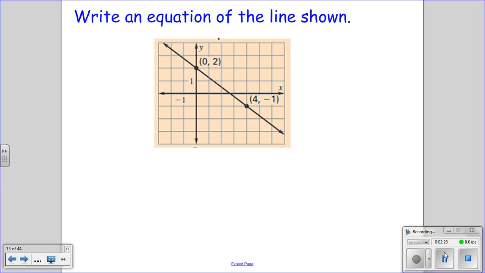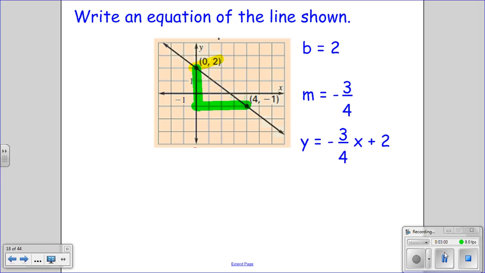Let's write an equation of the line that's shown on this graph. Again, we are starting out needing two pieces of information. One of them is the y-intercept, which we see where the line crosses the y-axis. So b is equal to 2. And then we need to find our slope. Our slope we can either count on the graph, or you can even use the change in y over the change in x. Our slope is going to be -3/4 because you would have gone down 3 and to the right 4. With these two pieces of information, we can write the equation y equals -3/4x plus 2. That equation is in slope-intercept form.